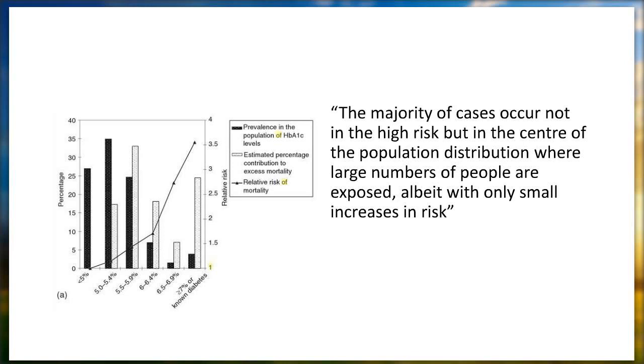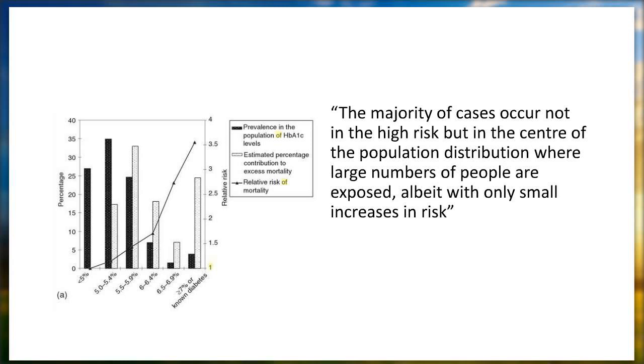But because the risk doesn't disappear if you don't have diabetes, there are also white bars in these other columns. And they correspond roughly to the size of the black bar and the size of the risk in the line. Right? So the 6.5-6.9% is a very small percentage, but the risk is high. So there's probably a tripling or a quadrupling in the size of the white bar, the contribution to mortality for that small population. Contrast the 5-5.4%, there's a large population. We have that prevalence of hemoglobin A1C levels, but the risk is small. The line is very low, so the white bar is small.